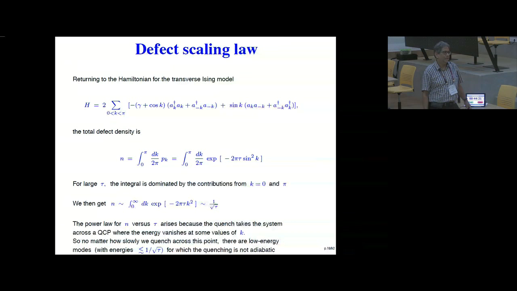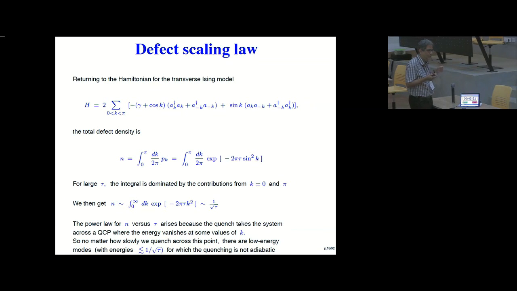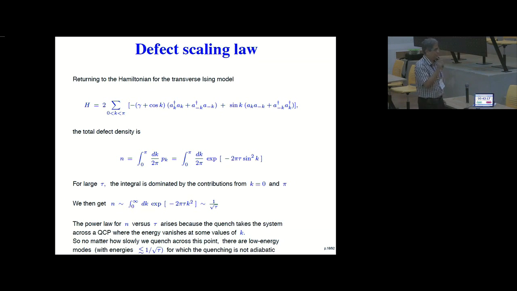Now, just to understand this qualitatively, this power law arises because the quench took us across a quantum critical point where the energy vanished at some values of k, 0 and pi. And so no matter how slowly we quench across this point, there are low energy modes for which the quenching is not adiabatic. Let me say this differently. If you have a two-level system with a gap between them, and you quench very slowly, so the quenching rate is much less than that gap, then you're in the adiabatic limit, and you'll not produce any defects. But the point about a quantum critical point is that no matter how slowly you're quenching, you can always find some modes for which the gap is less than the quenching rate. For those modes, this process will not be adiabatic, and those modes contribute to the production of defects. So that's why the quantum critical point is important.